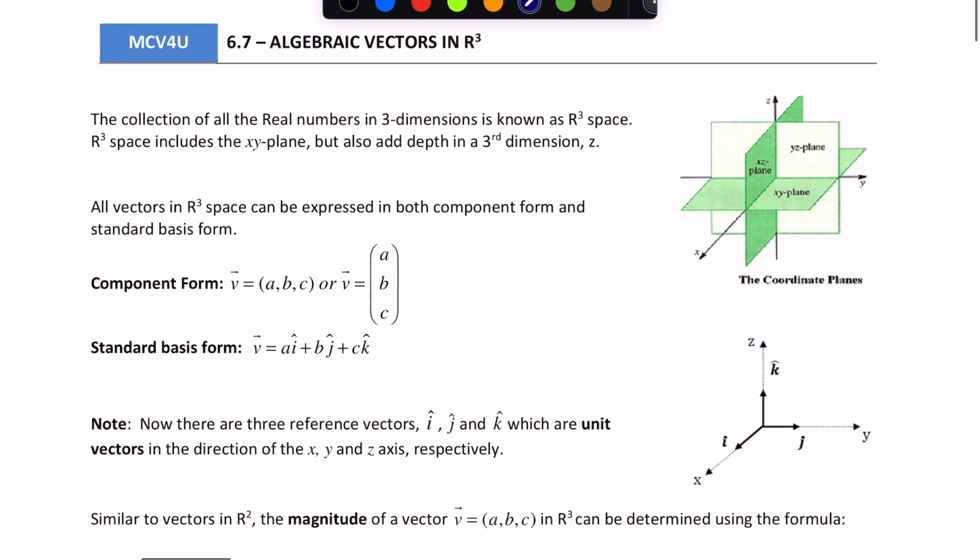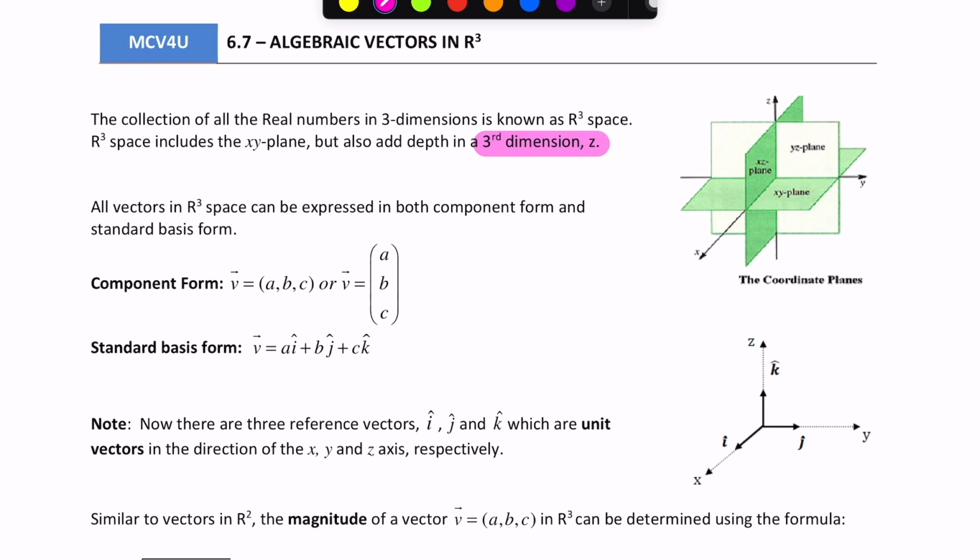So all vectors in the R3 space, R cubed space, can be expressed in both component form and standard basis form. We're just adding an extra third dimension, or depth, of Z here. In terms of our coordinates, we don't just have X and Y, but we also have Z. In component form, we have vector v equal to a, b, c, or we can write it as vector v is equal to a, b, c.